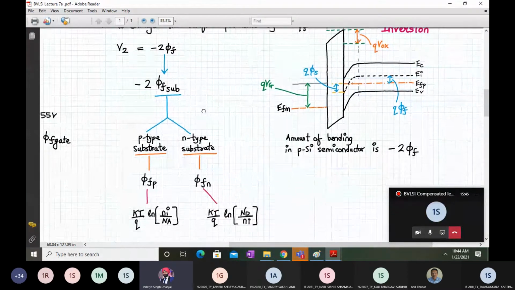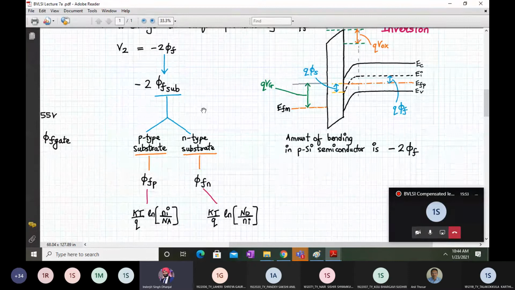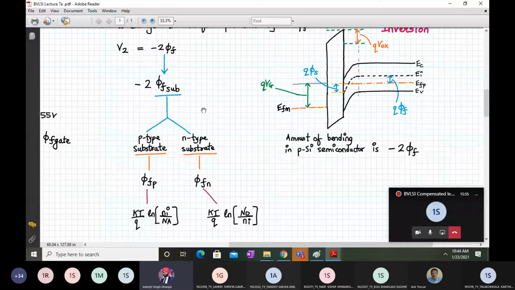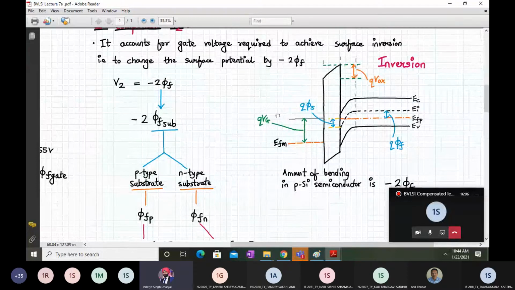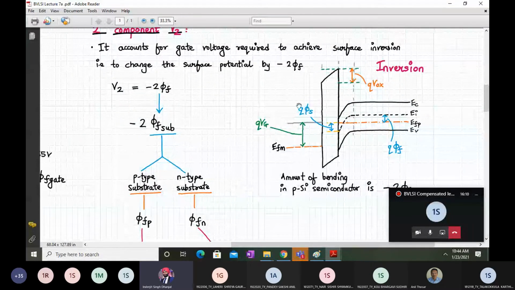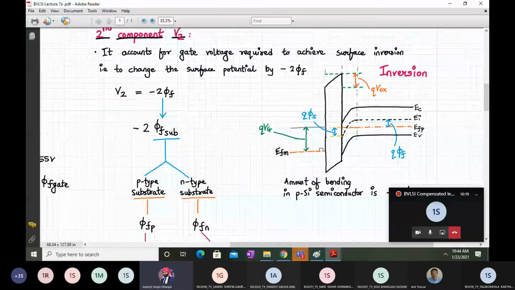Now again, the substrate can be p type or n type, depending upon whether the given MOSFET is NMOS or PMOS. For NMOS the substrate will be of p type, and for PMOS the substrate will be of n type. So you have to be very careful with this. Again, the formulas for phi f p and phi f n will remain the same. So the second voltage component is the amount of band bending needed to just create an inversion layer. I hope that this voltage component is also noted down, or you can take the print screen.